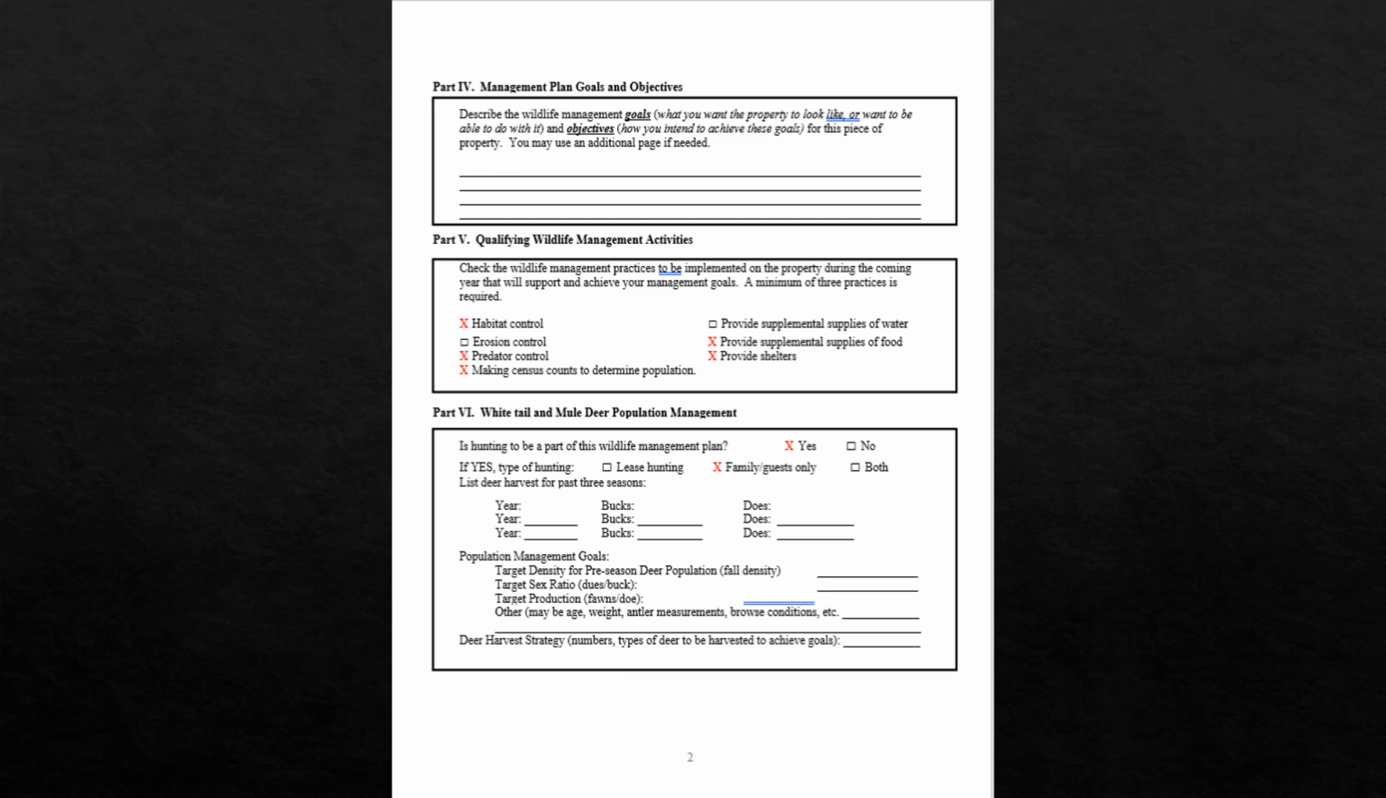As far as the harvest information and the deer population, you can get that from your local biologist, or you can fill in the harvest info yourself. But the rest of the information you could get from your local biologist in terms of sex ratios, target production, etc., etc.